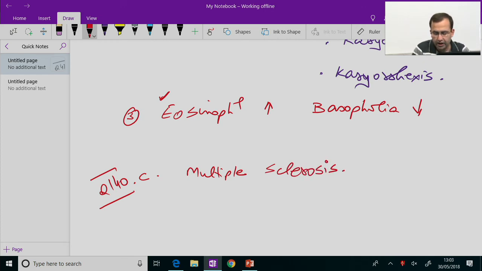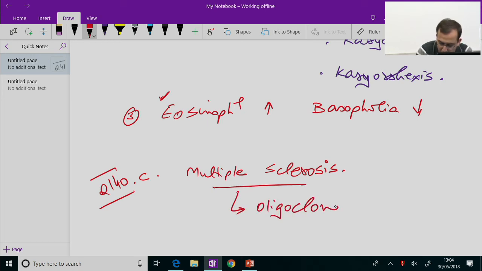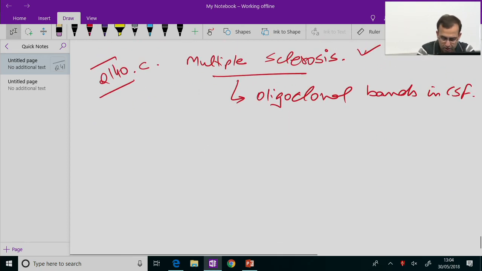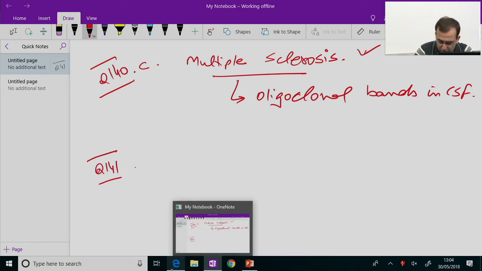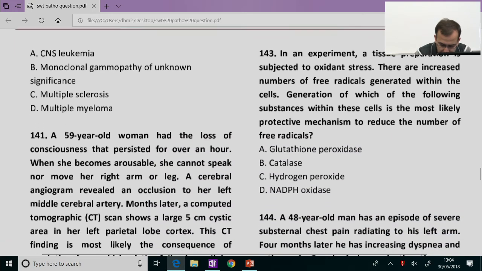This is a factual question and has to be remembered: association with the presence of oligoclonal bands in CSF. Do not overthink it, do not go for the revised McDonald's criteria, nothing, absolutely nothing. Oligoclonal bands, multiple sclerosis. Next, this gets us to question 141.